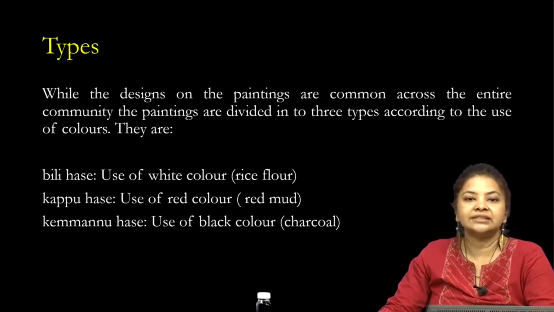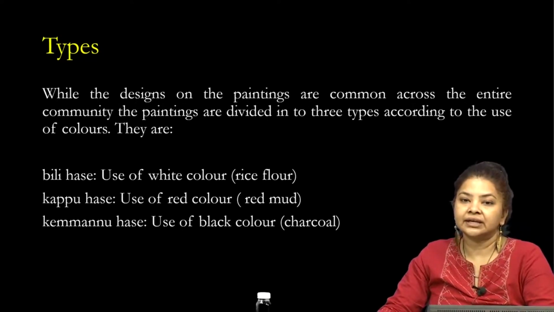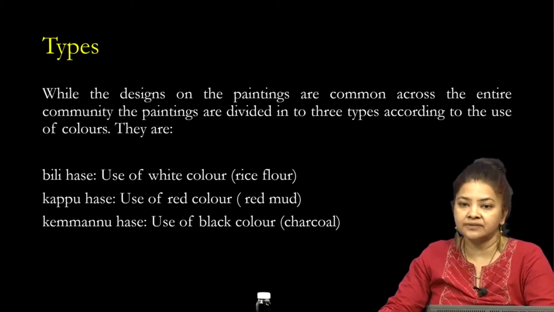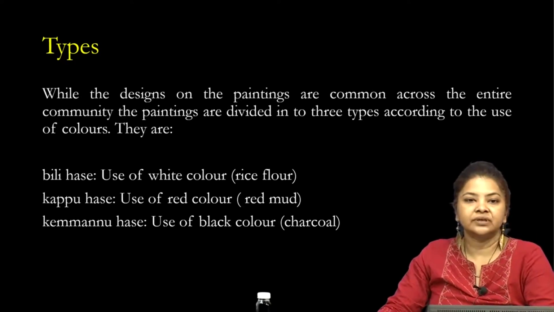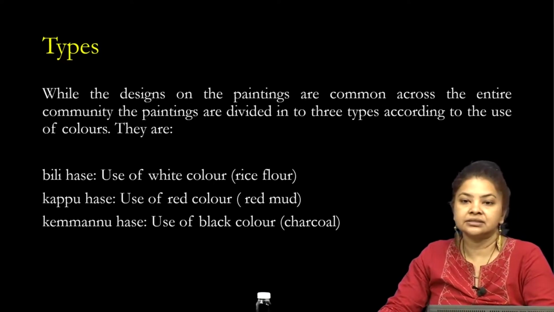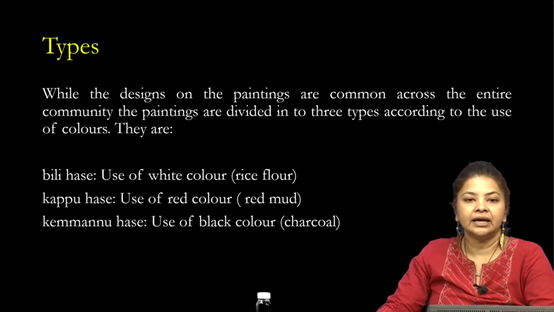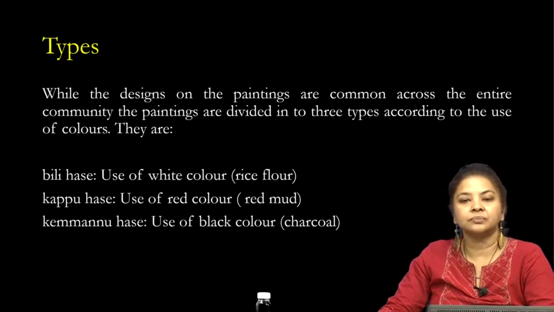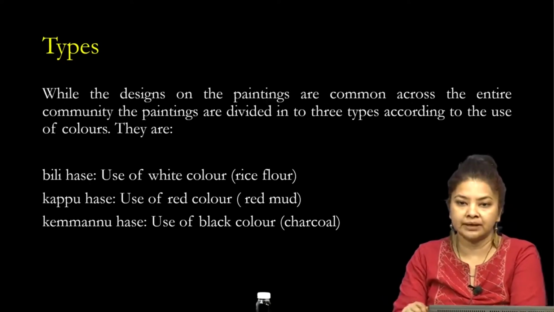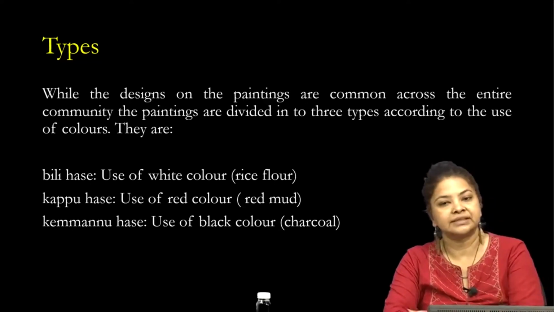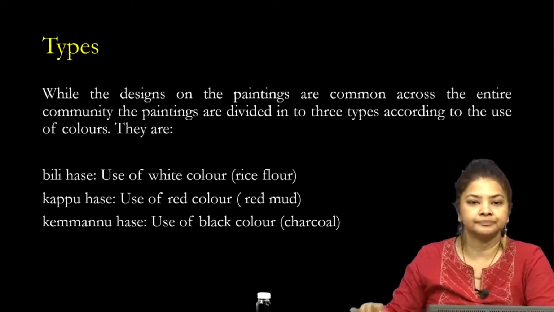Types: while the design and the painting are common across the entire community, the paintings are divided into three types according to the use of color. They are Bili Hase, use of white color that is derived from rice flour, Kapu Hase, use of red color and it is derived from red mud, Kemanu Hase, use of black color and it is derived from charcoal. So, based on the colors used, the paintings can be divided into three types.